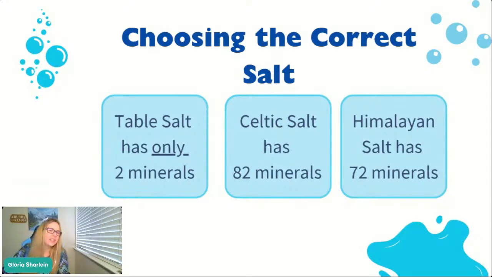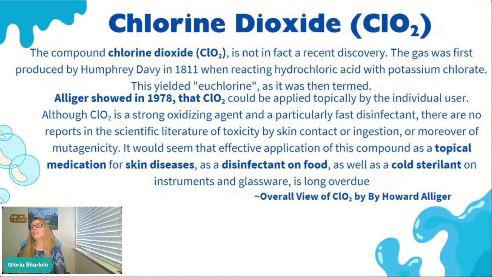And then now moving on to chlorine dioxide. Let's look and see. Chlorine dioxide is a compound, ClO2, and it's not, in fact, a recent discovery, although many of us are recently learning about chlorine dioxide. In fact, this gas was first produced by Humphrey Davy in 1811.